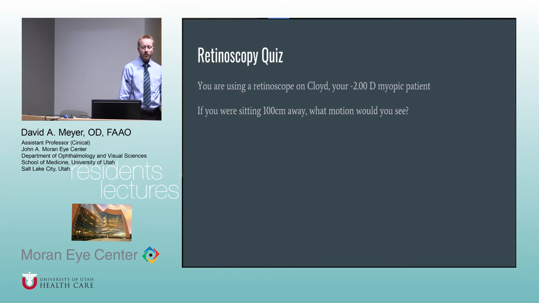So, a quiz. You're using a retinoscope on Cloyd, your 2-diopter myopic patient. If you were sitting 100 centimeters away, what motion would you see? The first thing you want to look at is, where is Cloyd's far point? Because he's myopic, we talked about how Cloyd's far point is going to be sitting in front of him because he's a -2. When his eyes are completely relaxed, his clearest vision is going to be about right here. He's a classic -2 myope. So his far point is the inverse of that. It's 1/2.